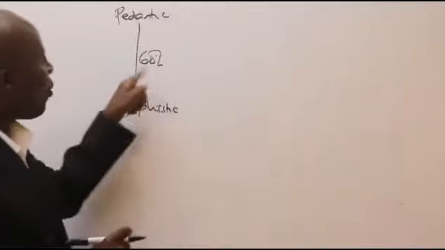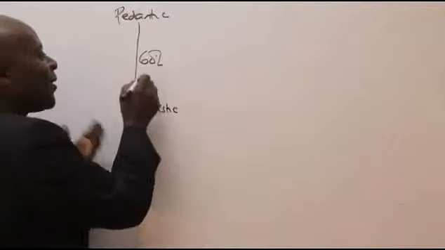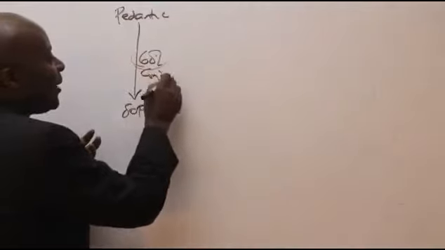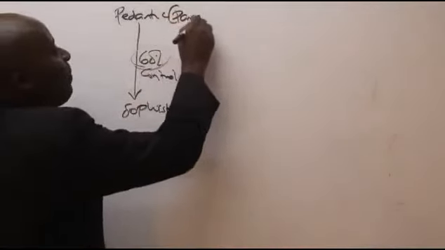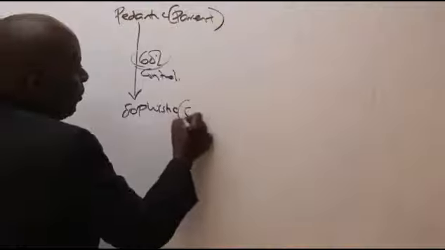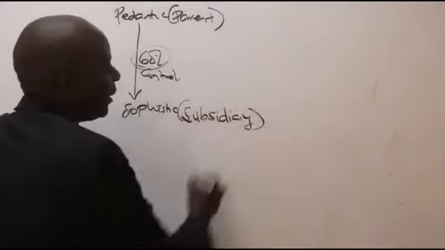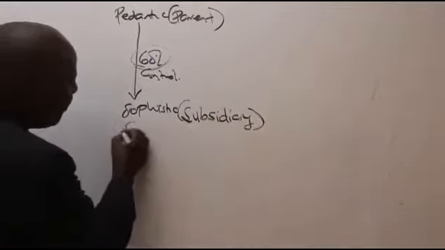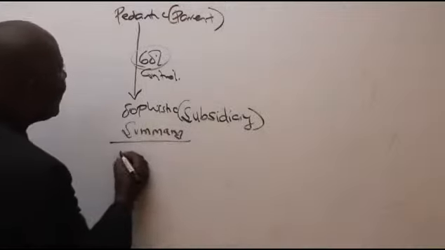Here there is no exception like that. Here we have acquired 60%. 60% is too high. So automatically, ladies and gentlemen, what does this mean? That there is control, meaning that Pedantic will be called a parent company and Sophistic will be called a subsidiary.